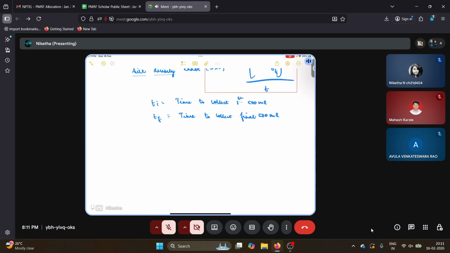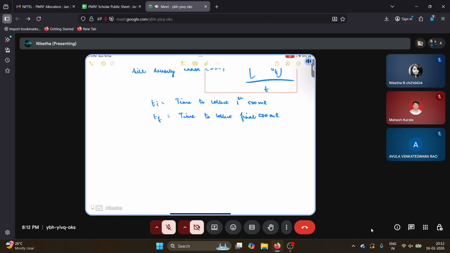So what this means is, when you have a membrane and you turn it on, the time that it takes to collect the first 500 ml of the treated water is your Ti. For example, if we have maybe 3 liters of water and we are passing it through the membrane, and it takes about 15 minutes to collect the first 500 ml, and we let it run for some more time, then when it reaches the final 500 ml, that also we have to measure.